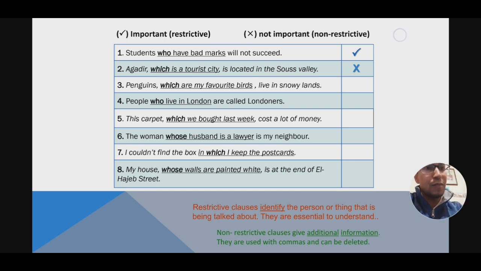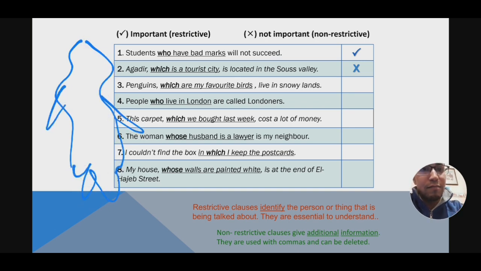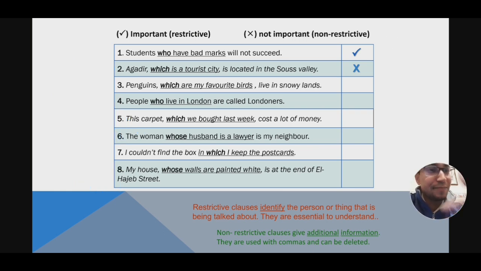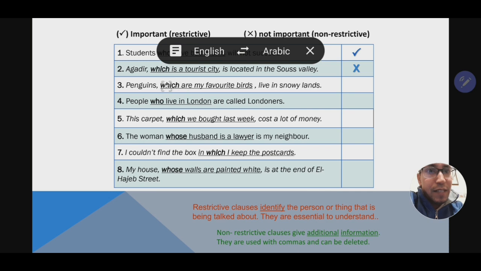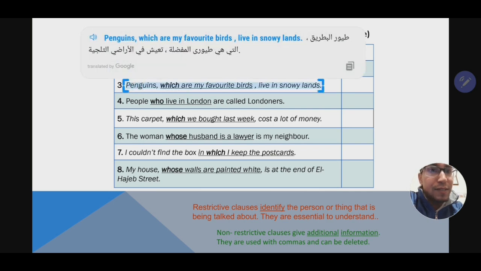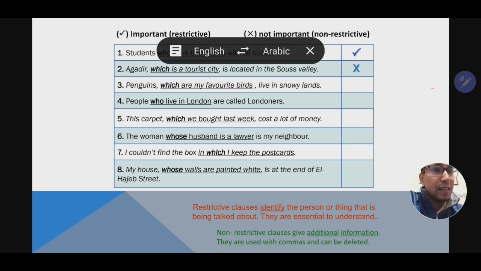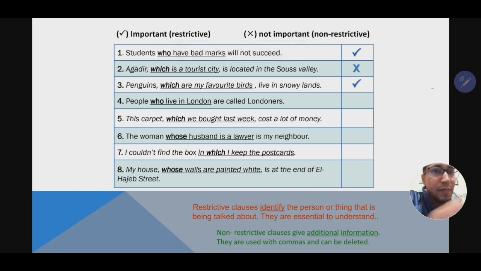Penguins, which are, if you remember what penguins are, they are these animals with, no, I'm not going to draw it, so forget it. If you don't understand what penguins are or the sentence, let's help you with it. طيور البطريق التي هي طيوري المفضلة تعيش في الأراضي الثلجية. Right, so this is the sentence. واش هذيك التي هي طيوري المفضلة مهمة ولا مش مهمة؟ It's not important, so we can do without it. And this is the answer, of course. Penguins, which are my favorite birds, is not important. Living in Snowy Islands is enough.